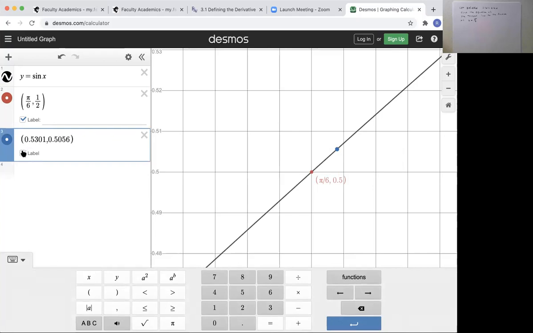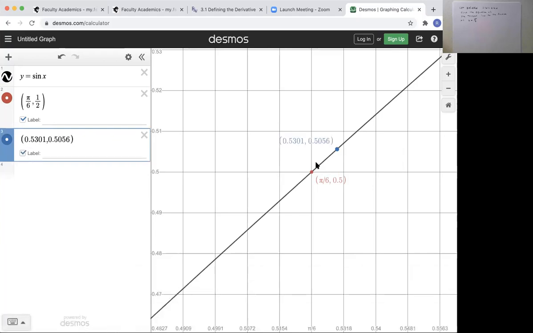So I have these 2 points that are close. And if I can find the slope between those 2 points, that should give me a reasonable approximation of the slope of the tangent line. So our 2 points are pi over 6, 1/2. And the second point, 0.5301, 0.5056.